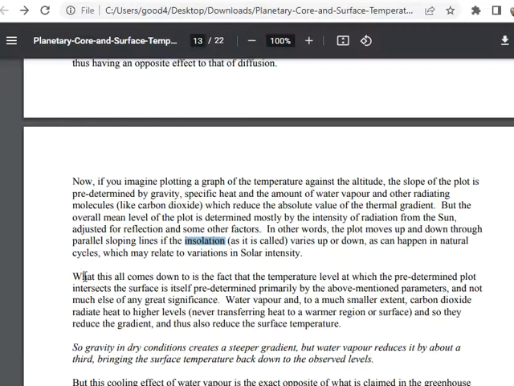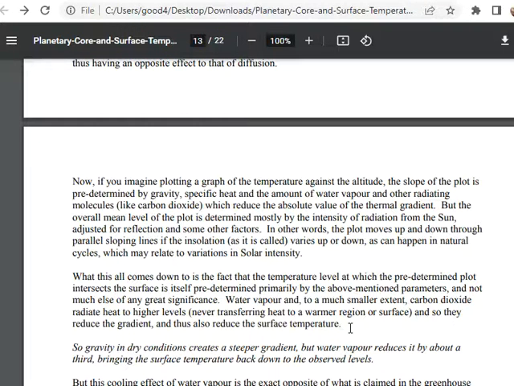And he says what this all comes down to is the fact that the temperature level at which the predetermined plot intersects the surface is itself predetermined primarily by the above-mentioned parameters, and not much of any great significance. Water vapor and, to a much smaller extent, carbon dioxide radiate heat to higher levels, never transferring heat to a warmer region or surface, and so they reduce the gradient and also reduce the surface temperature.